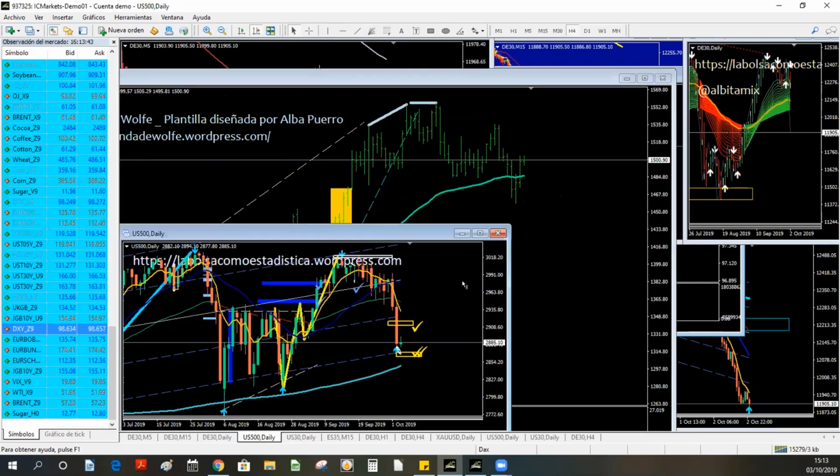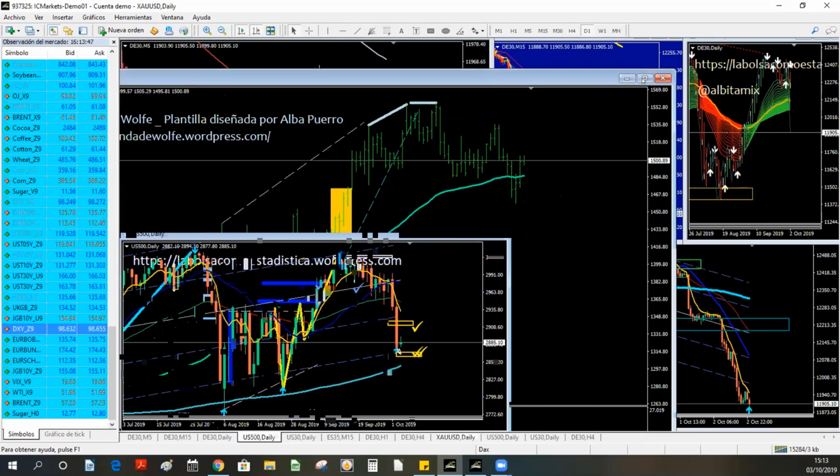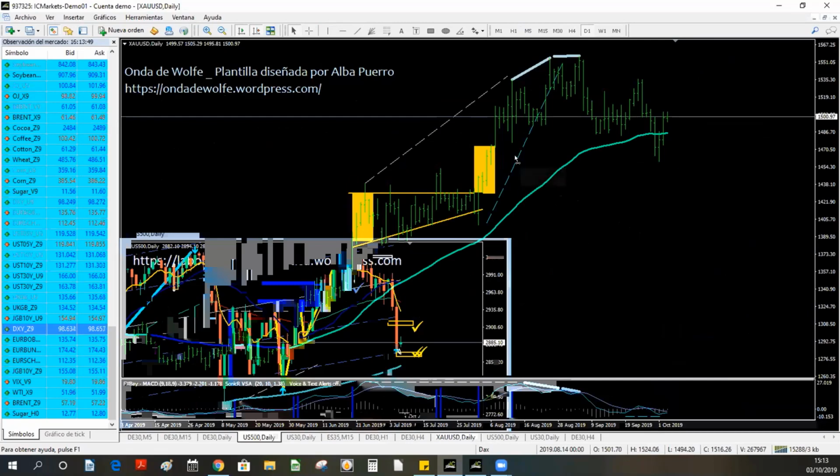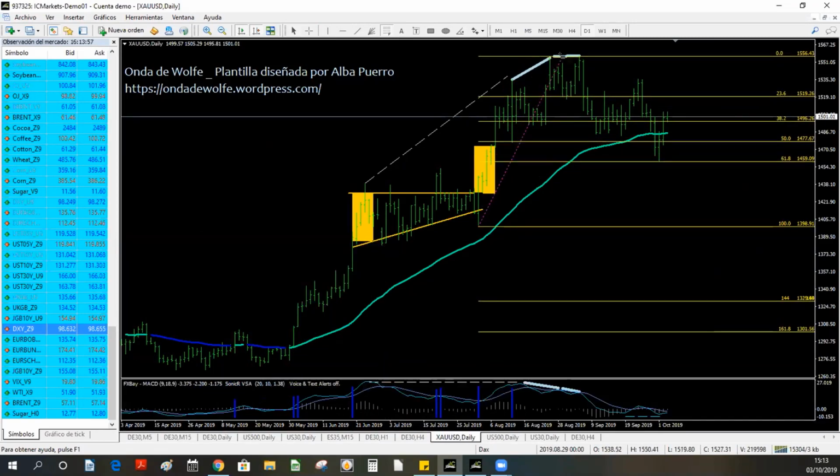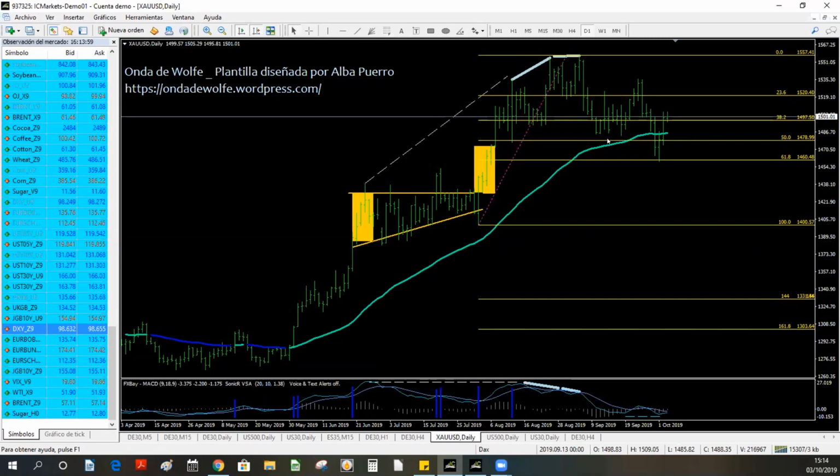Sure, go ahead. We can finish the indexes right now. I was comparing them with gold. I have something in gold. Fibonacci is a trendy system. So we are above the 50 moving average, so we have to throw the Fibonacci to see higher movements.